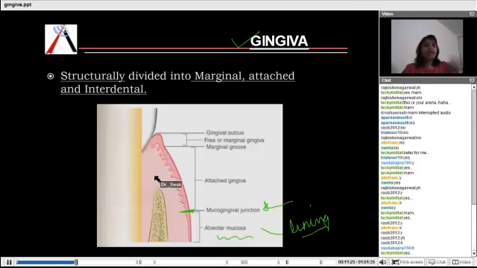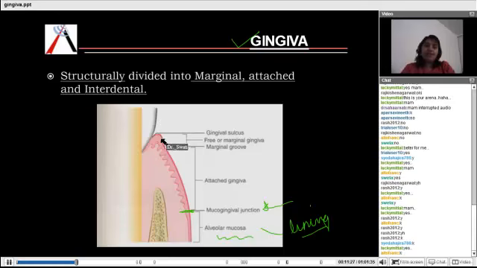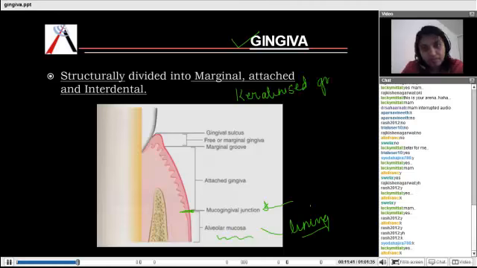Now, we'll be seeing further what kind of epithelium we have where, as we move on with the slides. But at this point itself, let me highlight one difference. If I say keratinized gingiva, and if I say attached gingiva, just imagine the two terms.